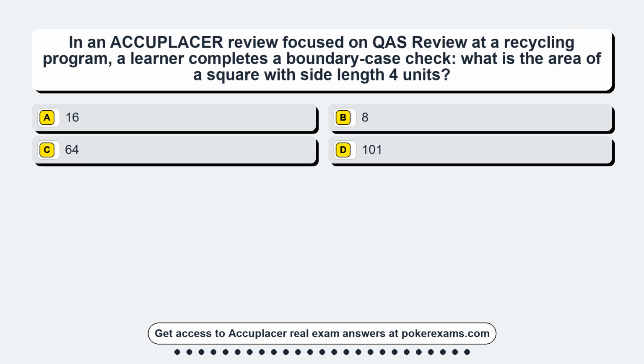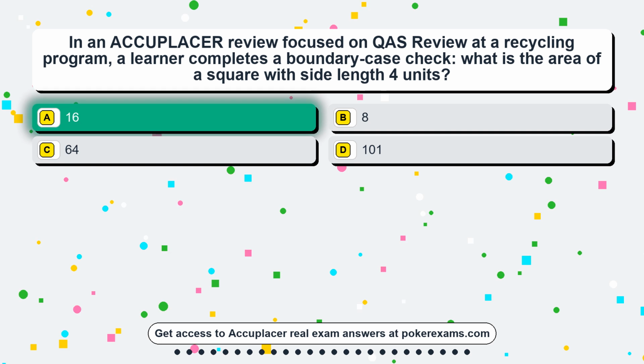Question 14. In an ACCUPLACER review focused on QAS review at a recycling program, a learner completes a boundary-case check. What is the area of a square with side length 4 units? Option A, 16. Option B, 8. Option C, 64. Option D, 101. The correct answer is option A, 16.